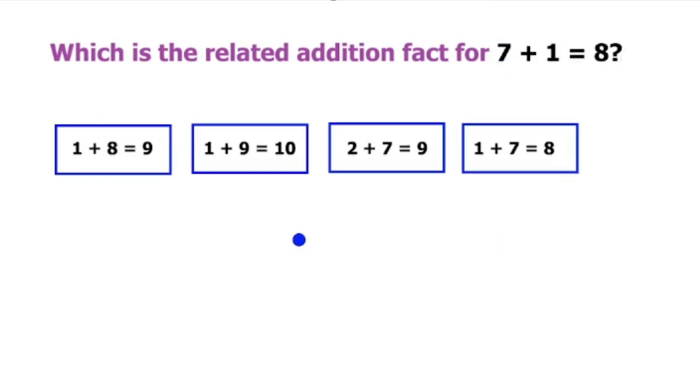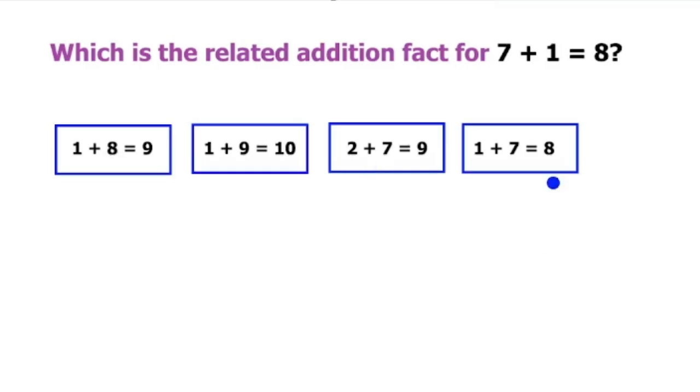So if we look at these here, we could see that 1 plus 8 equals 9. This is not related to this. The numbers are different. And then this one, 1 plus 9 equals 10. This is not the same answer, so these are not related. Also, the numbers are different. 2 plus 7 equals 9. Well, this is not the same answer, and again, these numbers are different.